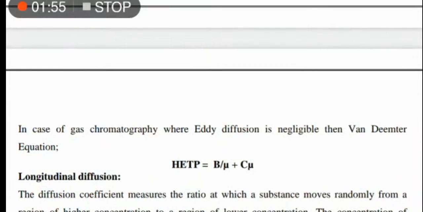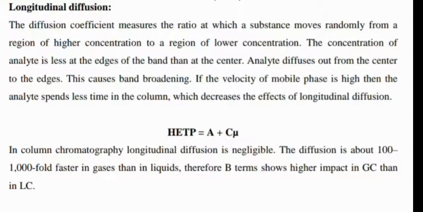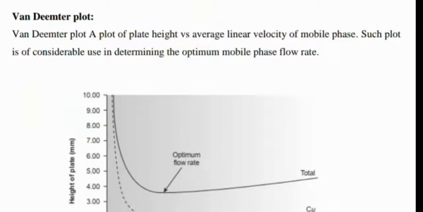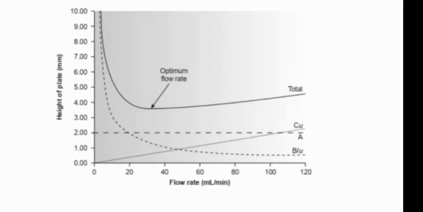Further, we have the longitudinal diffusion, which measures the rate at which substances move randomly from a region of higher concentration to a region of lower concentration. The concentration of analyte is less at the edges of the band than at the center. Its equation and diagram are below. And we plot plate height versus average linear velocity of the mobile phase. Such a plot is of considerable use in determining the optimum mobile phase flow rate. This one is the flow rate versus height of the plate graph. You can see clearly.